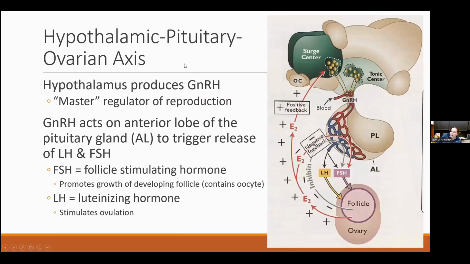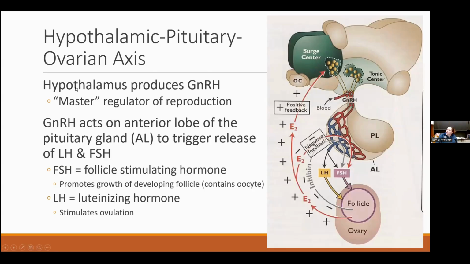So what governs all that? Again, I talked about this very superficially last time, so I'm going to try to cover it a little bit more in depth this time. I talked about the hypothalamus, which is in the brain, producing that gonadotropin releasing hormone. This is our master regulator of reproduction, so it kind of governs everything that happens.